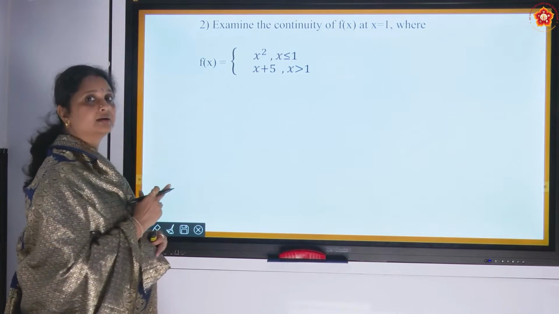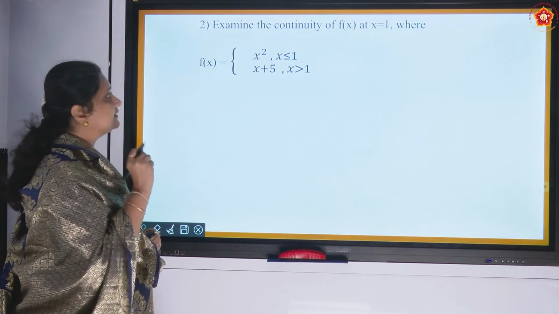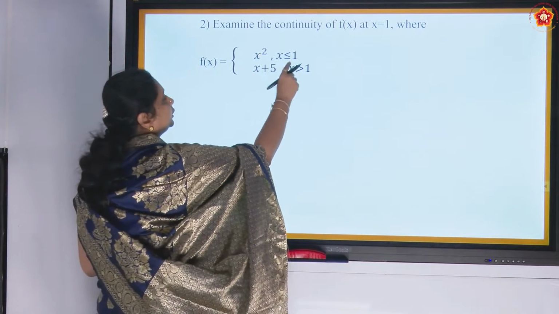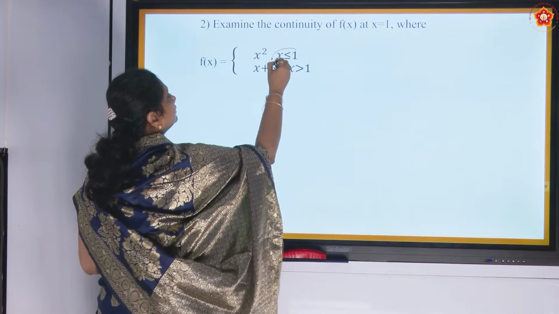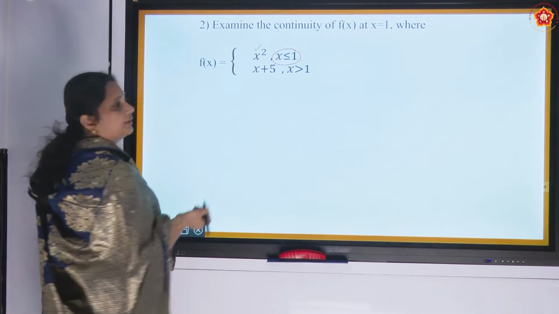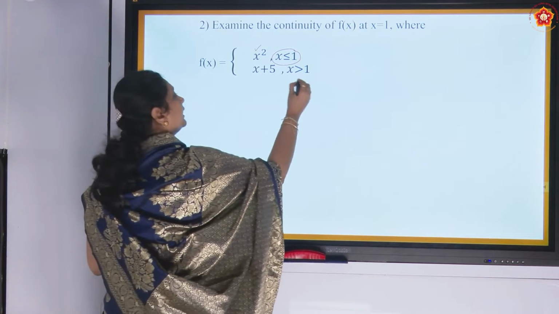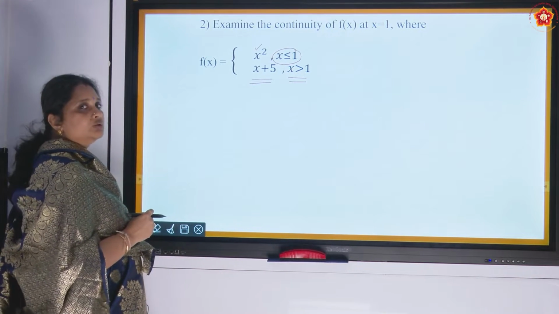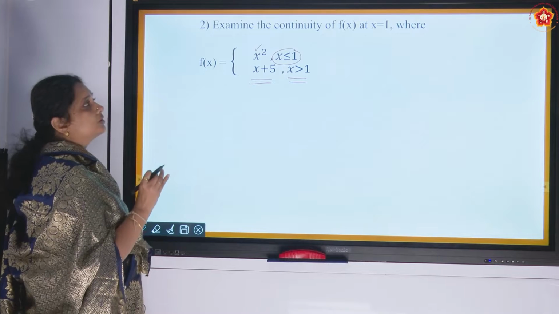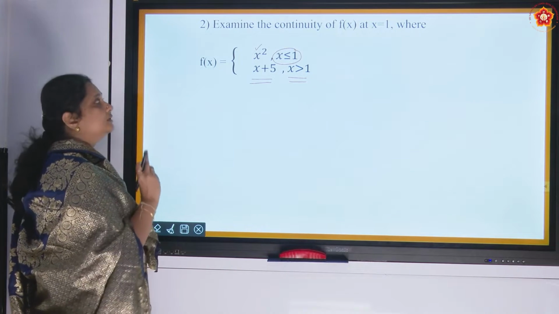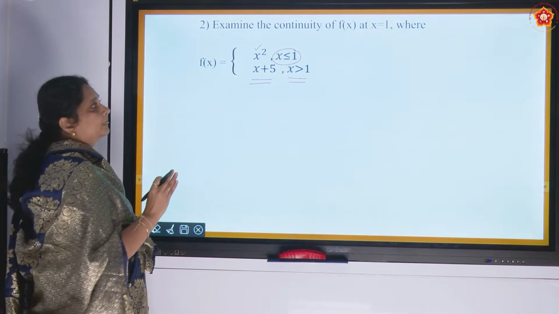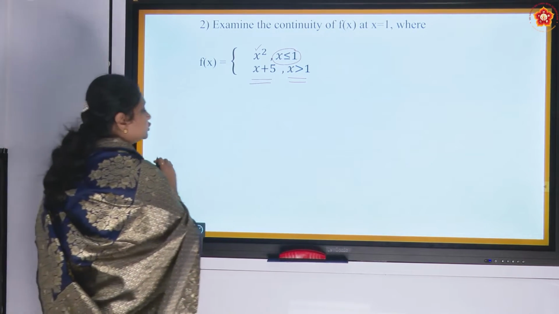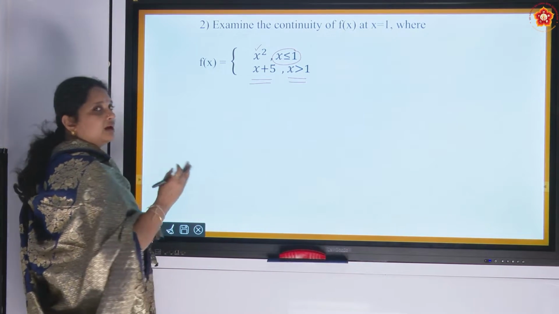If you see here, the function is defined in 2 different ways. At and below 1, the function is x square. And then greater than 1, the function is x plus 5. So we'll see how to find whether this function is continuous. Now, at 1, exactly at 1. So you need to draw it without lifting your pen before and after 1.